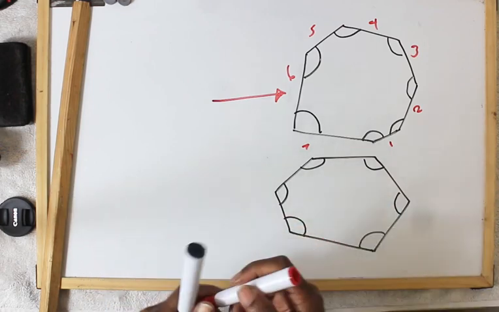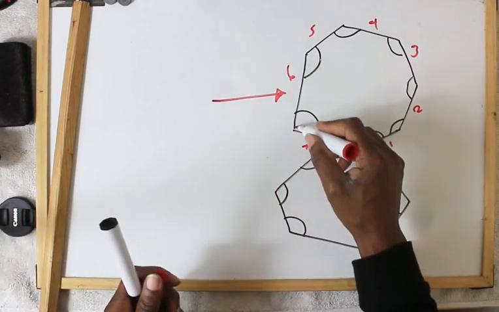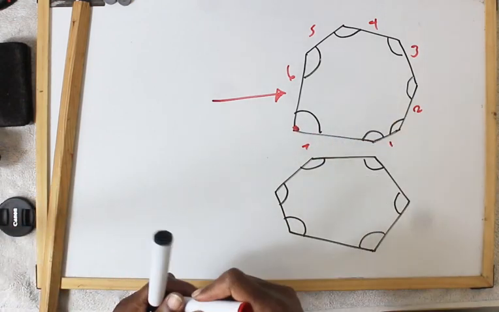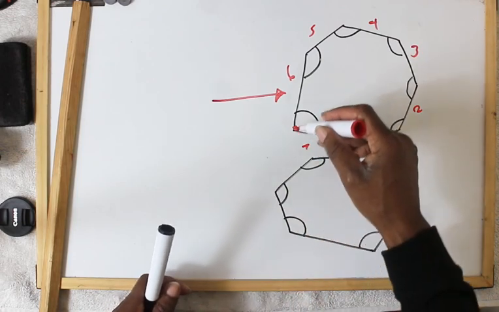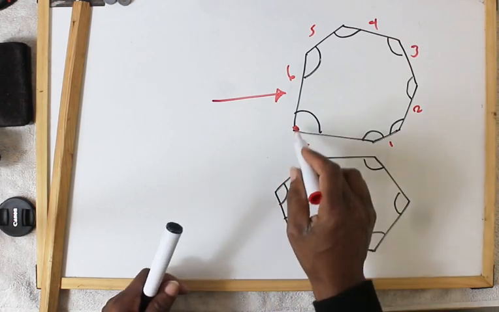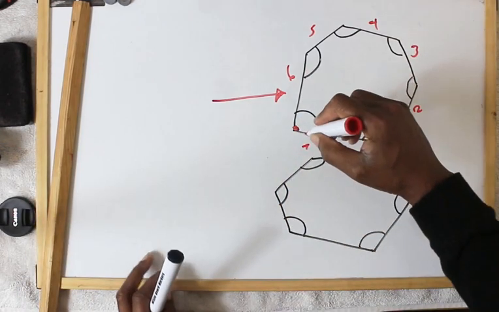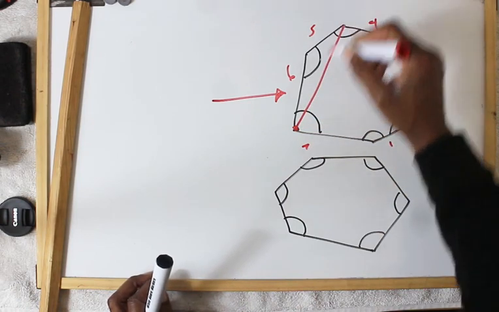Pick any angle. You can pick any angle you want. Let's pick this one. Then you start to go along. You draw a line through another angle. Now notice we can't go this way because we're going along an edge. As long as you don't go along an edge, you can go through an angle. So from here, let's go through this angle.